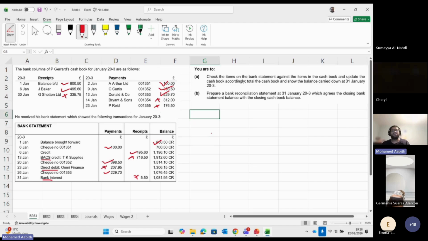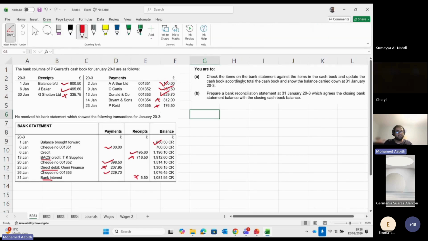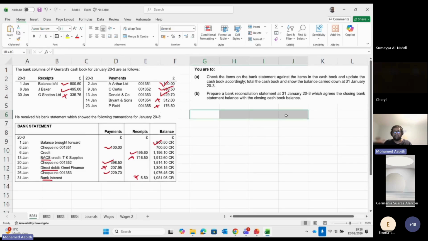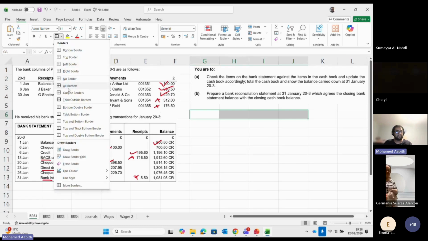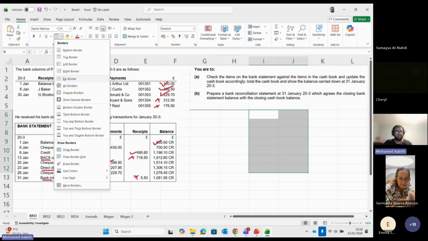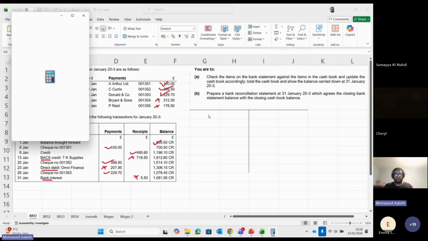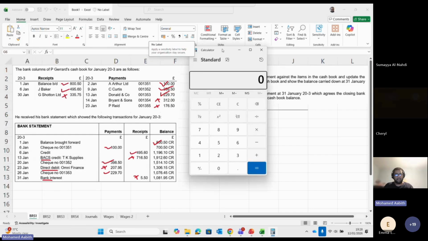Let's see, how much was the cash book balance? Let's draw this quickly. I'm going to draw this way. Okay, so let's draw the cash book: top border, left border. Okay, so let's see which side we have the most money. Let me get my trusty calculator from the computer out. So we have that number.